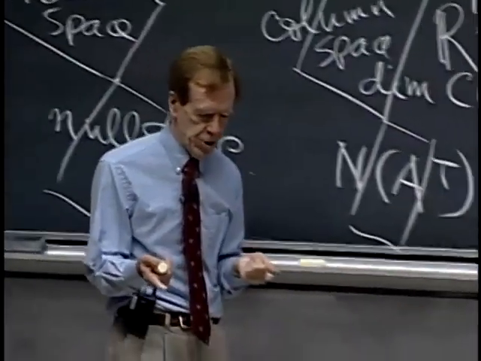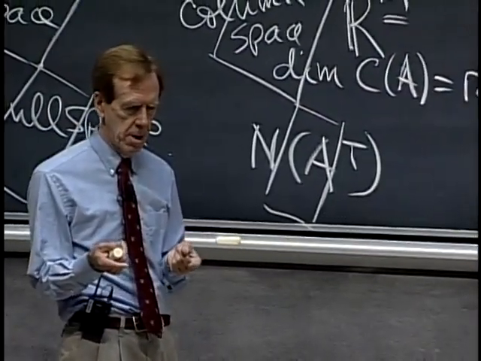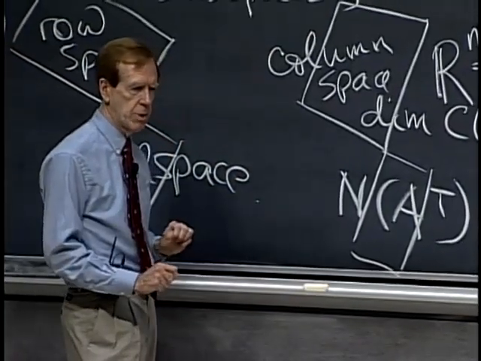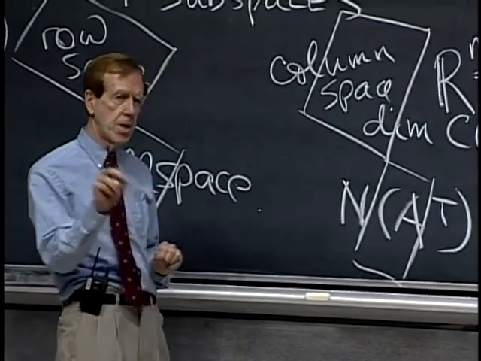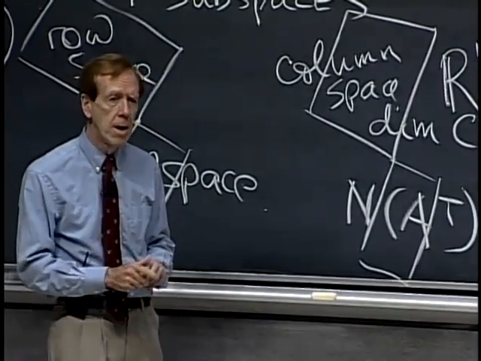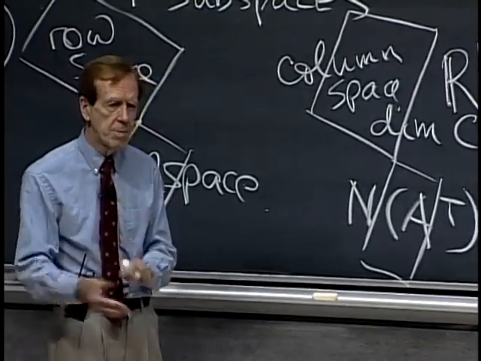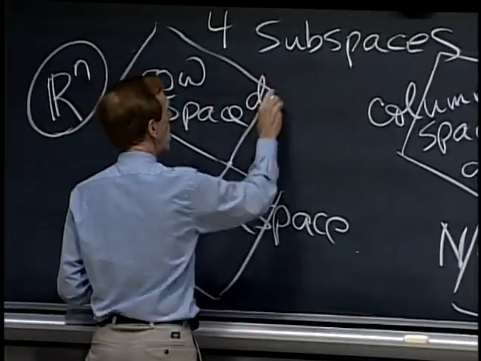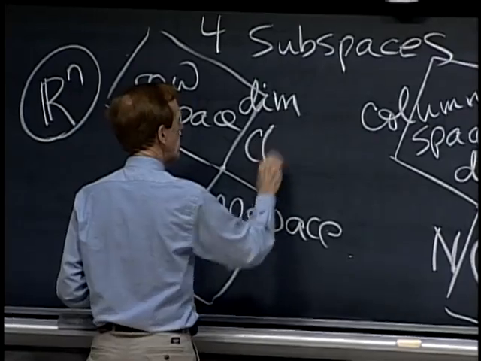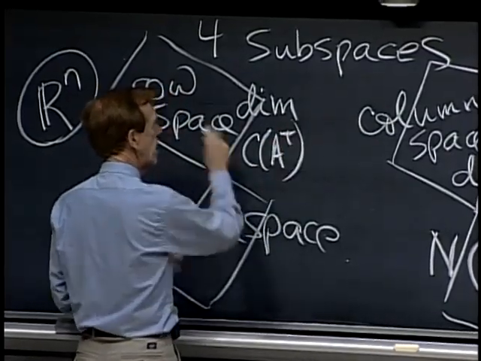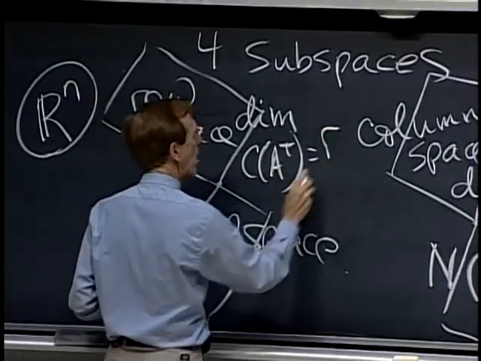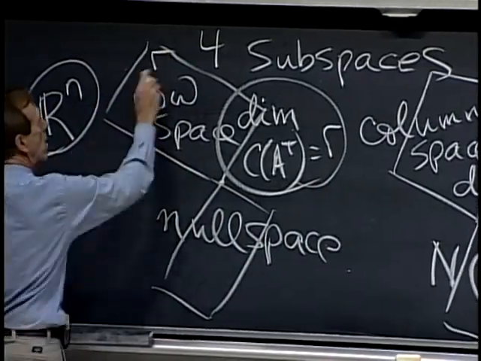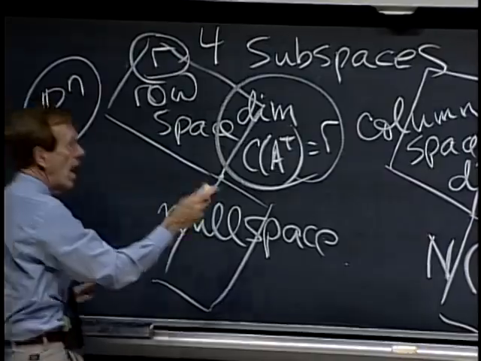Shall I tell you the dimension of the row space? Yes. Before we do even an example, let me tell you the dimension of the row space. Its dimension is also r. The row space and the column space have the same dimension. That's a wonderful fact. The dimension of the column space of A transpose, that's the row space, is r. That space is r-dimensional, and so is this one.